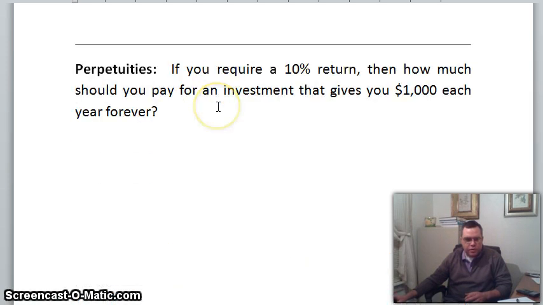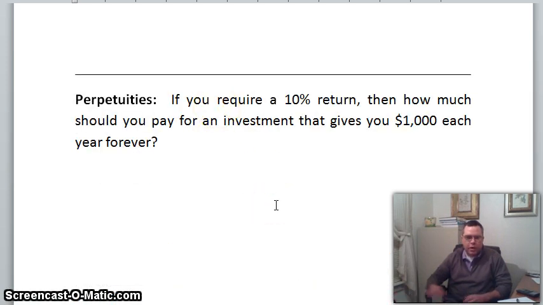Let's skip ahead to the next one. This is called a perpetuity. It says if you acquire a 10% return, then how much should you pay for an investment that gives you $1,000 each year forever? The key here is forever. Just because you get $1,000 forever doesn't mean it doesn't have a price, a present value that you should pay for it, because with discounting it converges to a set number.